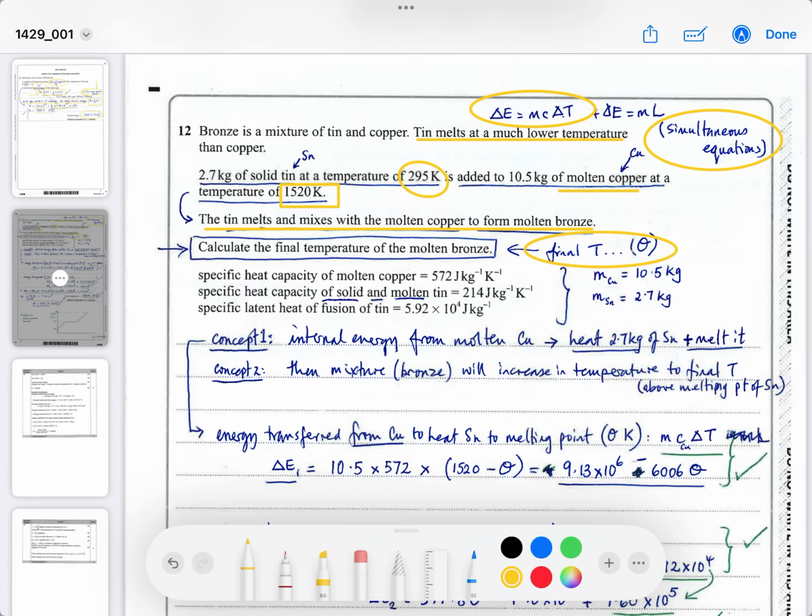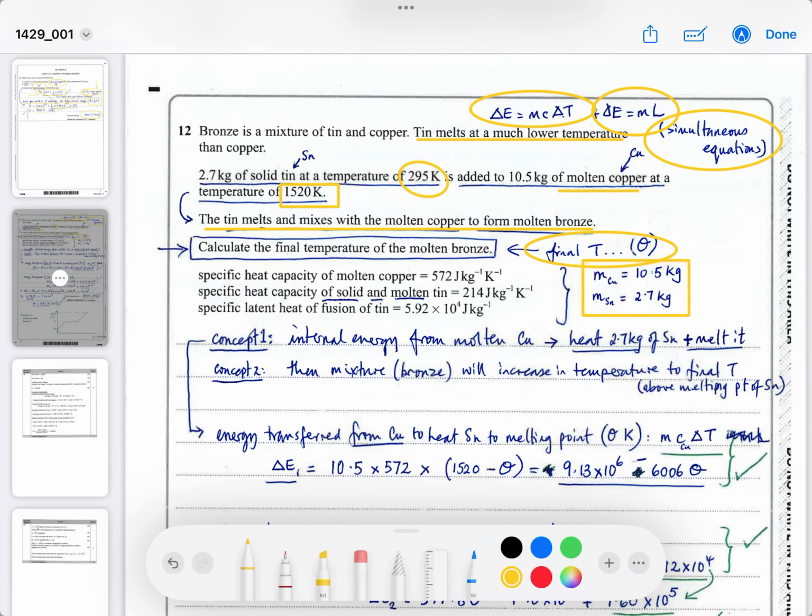I've used delta T, and I think in the formula sheet they use delta theta. And the equation for latent heat, okay? Well, because it's got to change state as it's solid, and it's got to melt to become molten tin. All right, and then they're giving you some data here, yeah? So we know the masses were given to us, yeah? So I put the masses here.